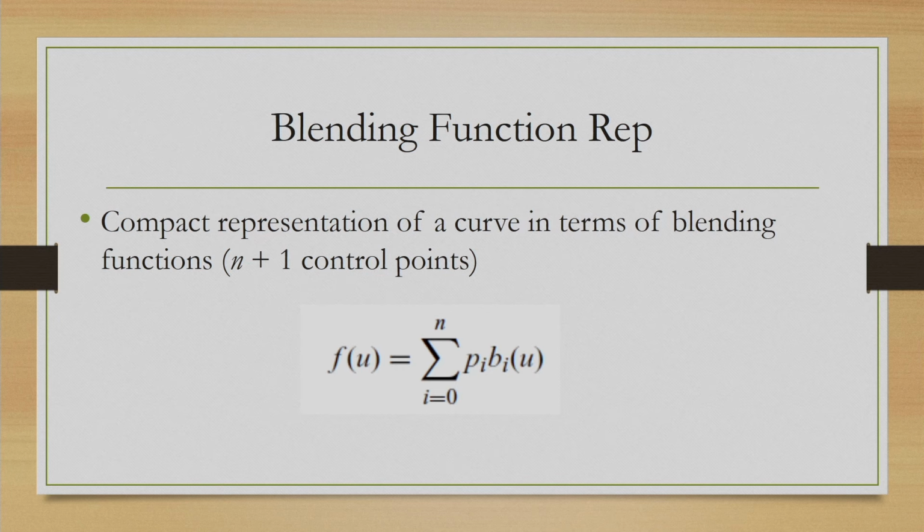So, in a compact form, we can represent a spline or the curve F in this way, where Pi is the ith control point and Bi is the ith blending function.